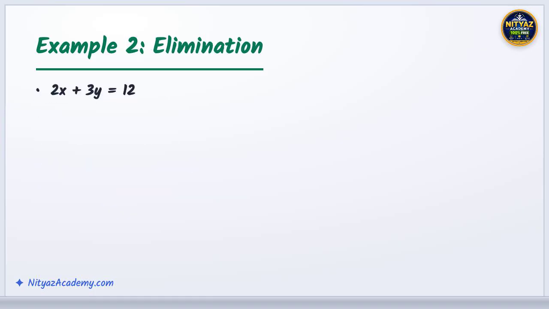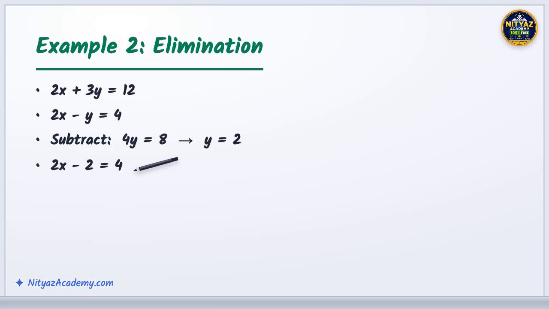Both equations have 2x, so elimination is perfect. Subtract the second from the first. The two x terms cancel, leaving 3y minus negative y. That's 4y equals 8, so y equals 2.